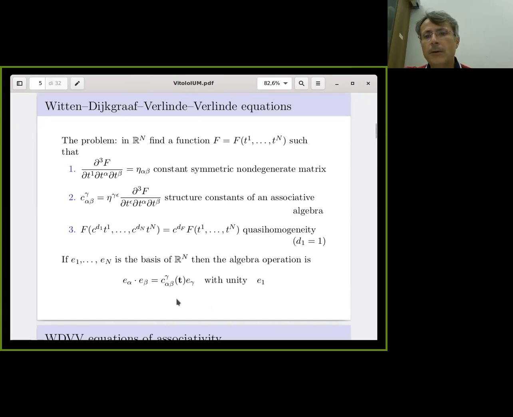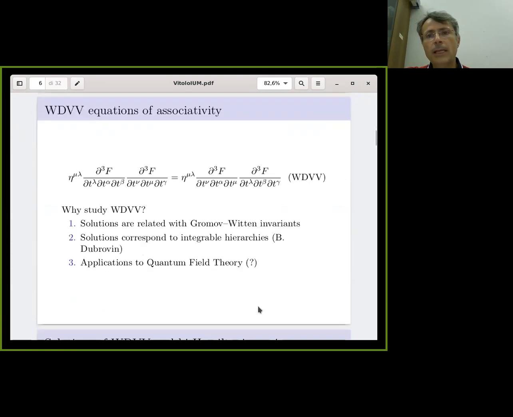So you can see below here in the last line what is the role played by the structure constants. And you can see that there is a special role of t1. The tangent vector to t1 is e1, and it is the unity of the algebra. Okay, so let us expand the equations of associativity, and we have this complicated formula here. So studying WDVV equations is important for the reasons that I told you. Each time you take a solution, you have an integrable hierarchy.